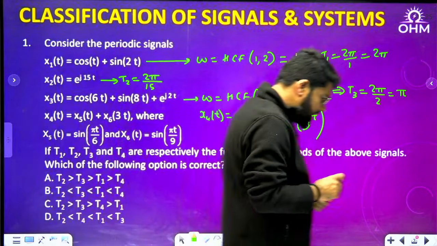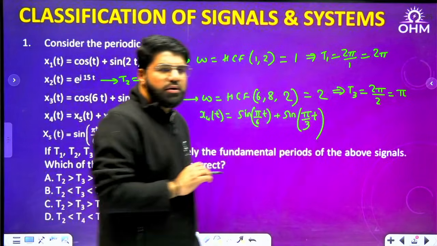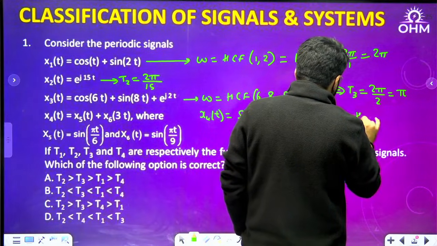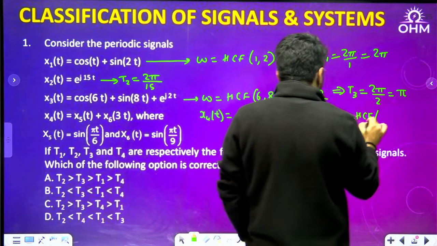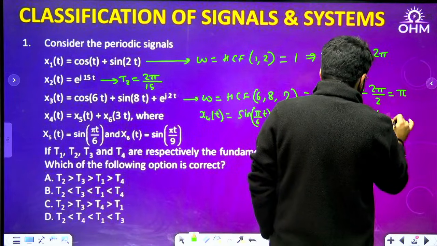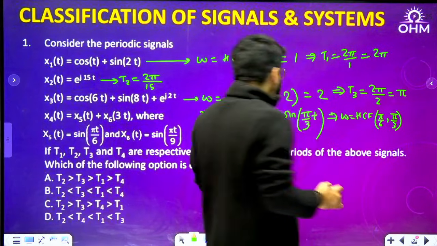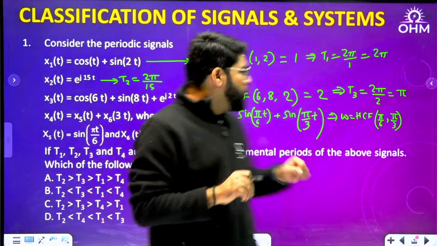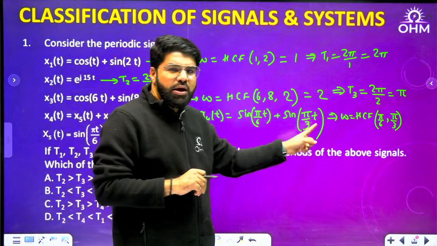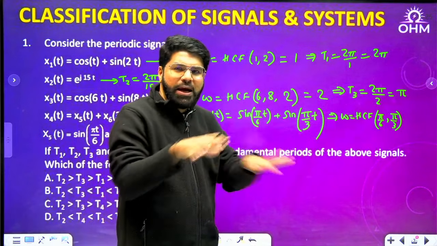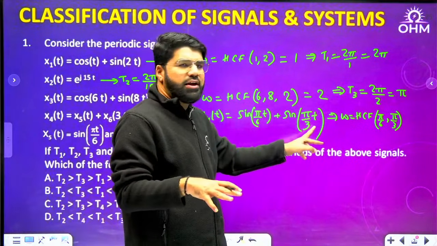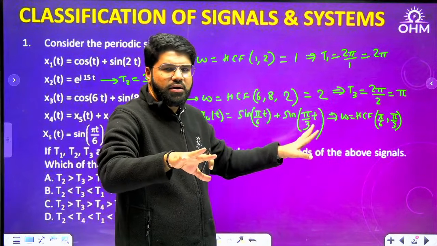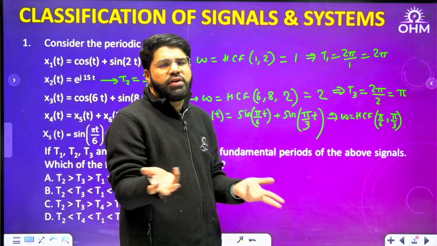So what is the omega for this one? Let us check. Omega here will be the HCF of pi by 6 and pi by 3. My first question: when you take the ratio of omega, will it be rational? Ratio of time period or ratio of omega, anything. Both omegas have pi, and when you divide, pi cancels. Only 6 and 3 are left, so only integers remain, 3 by 6 or 6 by 3, which is a rational number. Ratio of integers is a rational number.